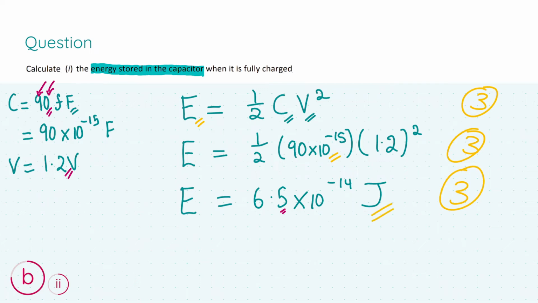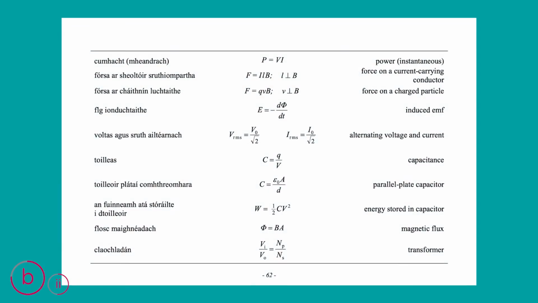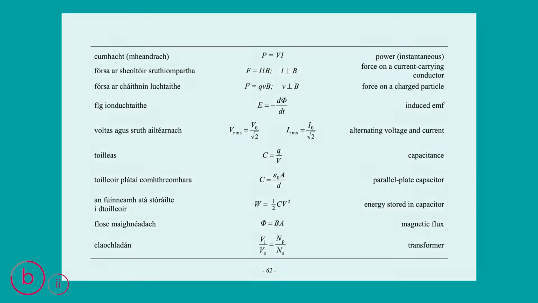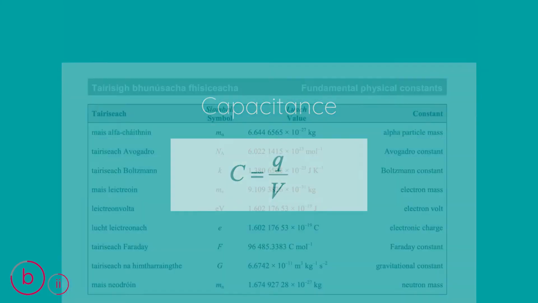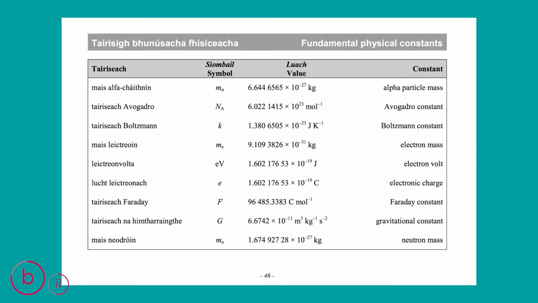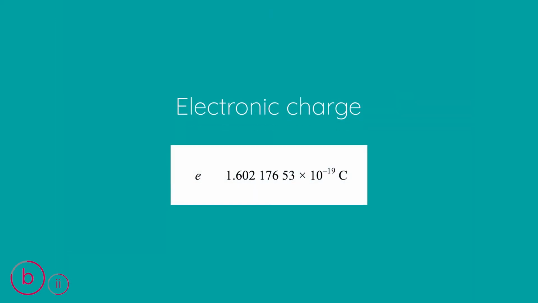So before we move on to our final calculations part, I want to draw your attention again to page 62 of the formula tables book. We're going to be looking at the formula for capacitance. However, we're also going to need page 46, looking at the fundamental physics constants. But this time we'll be looking at the charge on an electron.